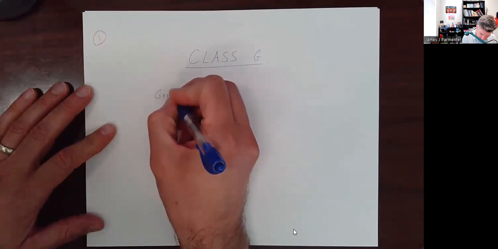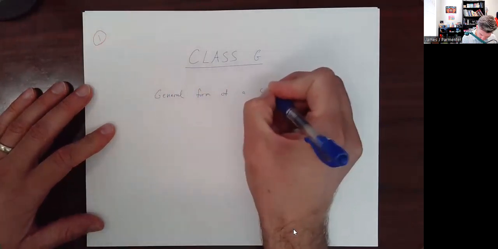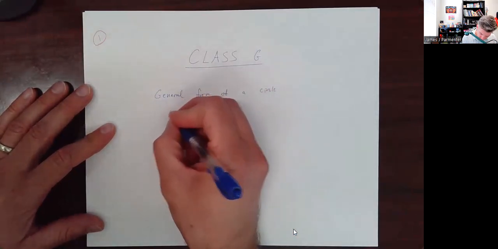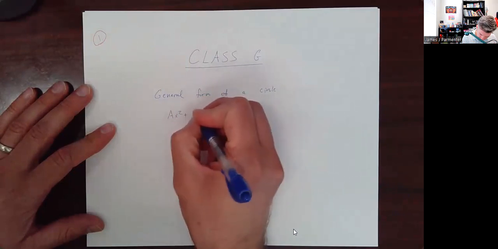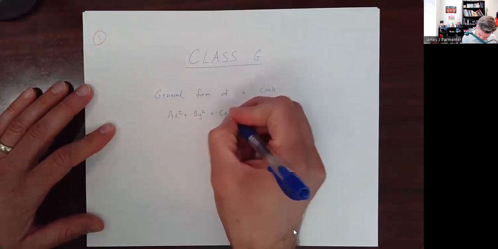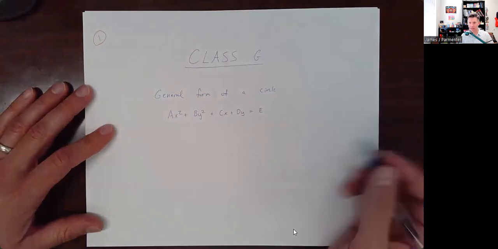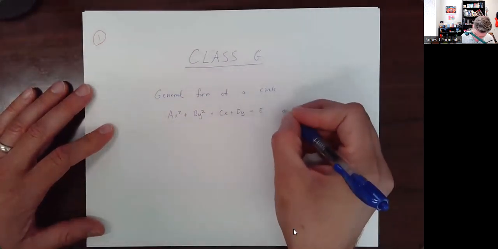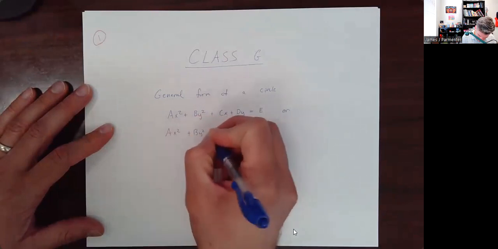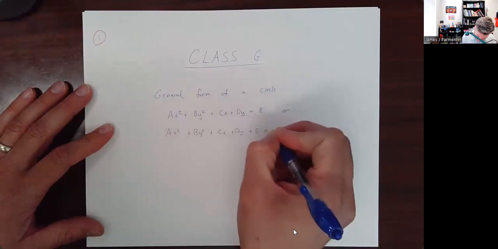of a circle. And I'll just write it right here. The general form of a circle is usually written as ax squared plus by squared plus cx plus dy equal to e. Sometimes people like to write the e on the other side. So you can write it like this, or you can write it as ax squared plus by squared plus cx plus dy plus e equal to 0.